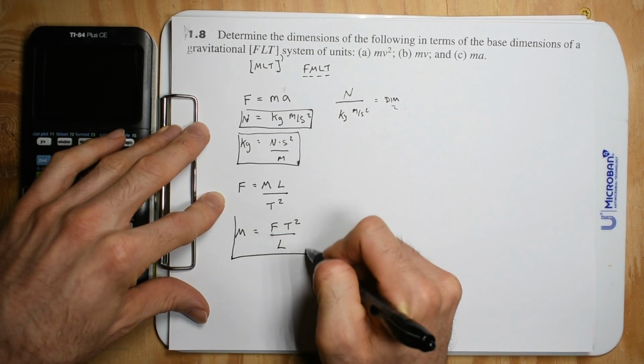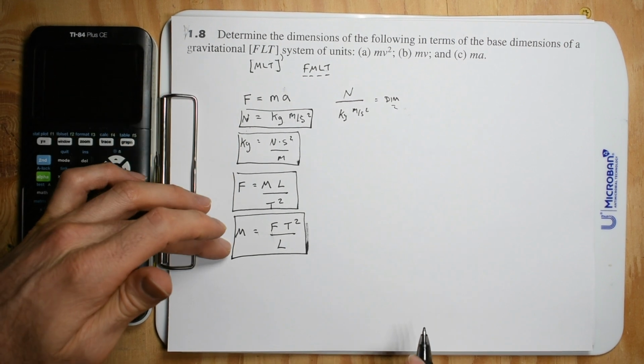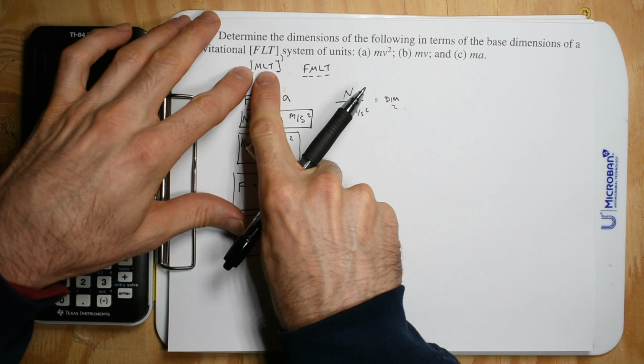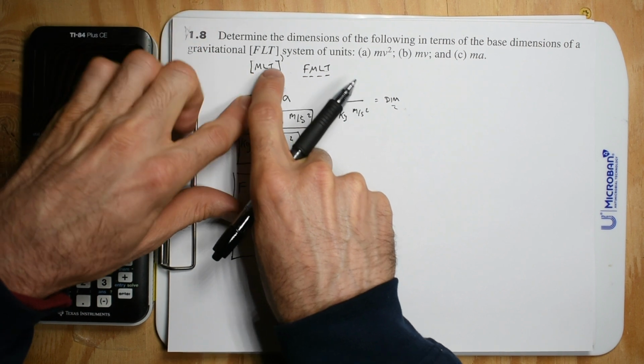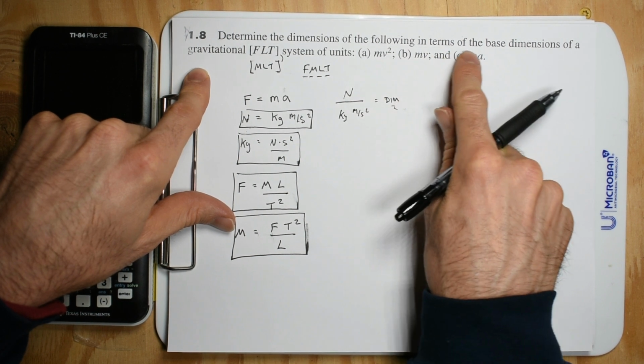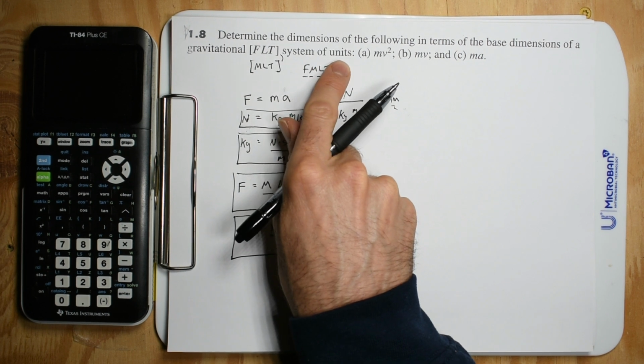Anytime I would do this, get these four equations, because now it's just plug and chug. And then let's say they want you to do the MLT. Let's read the problem. Determine the dimensions of the following terms. We got three of them, of the base units of a gravitational FLT system of units.